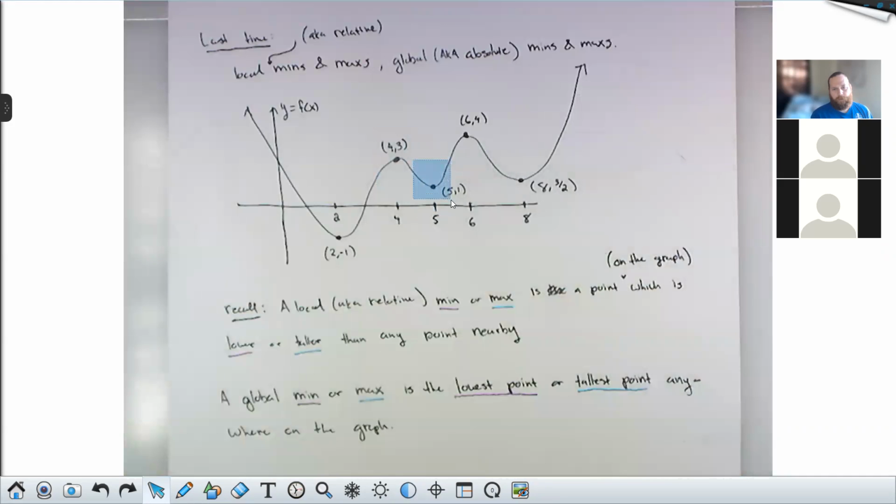Okay, what about this fella down here, 5,1, local min, local max, global min, global max, what do we got? Excellent. Yeah, thank you, Juliana. This is a local min, right? That is the lowest point anywhere nearby, but it's not the lowest point anywhere on the graph. This would be a local max. This would be a local min.